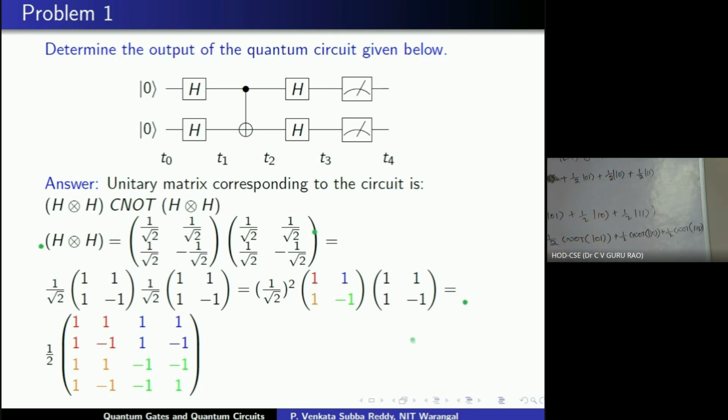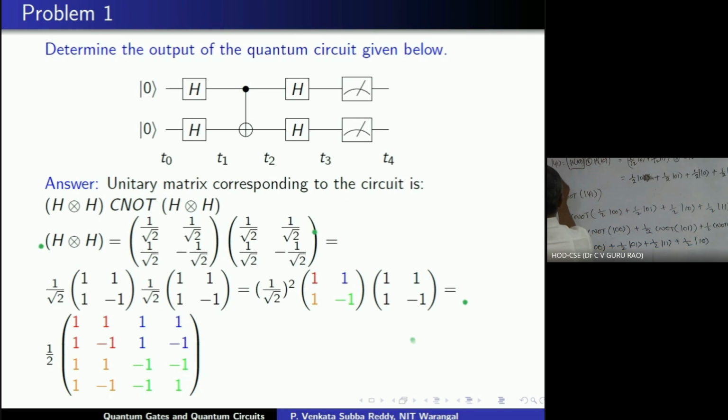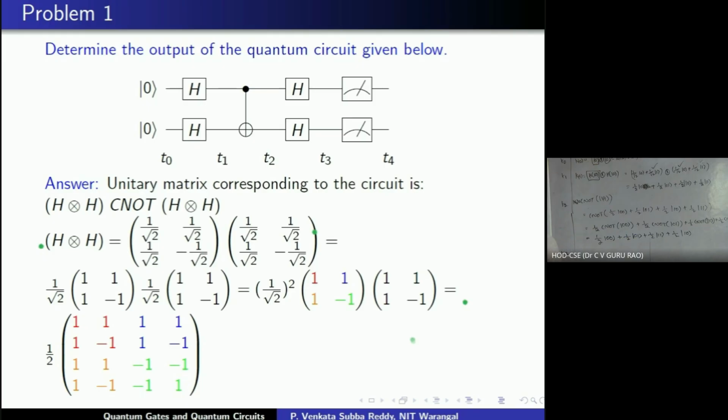Now you tell me, what is C naught on ket 00? 00. What is C naught on ket 01? 01 only. 11. Is that okay? So this is the state at T2. This is psi 2. Call it psi 2, this much. Now what is the state at T3?